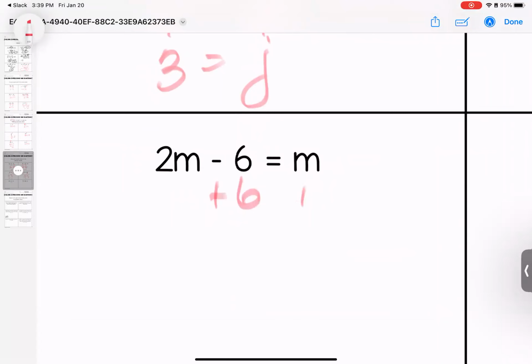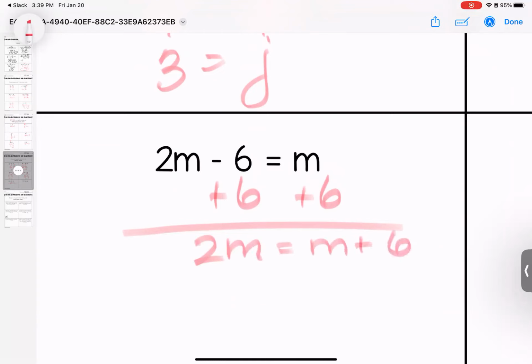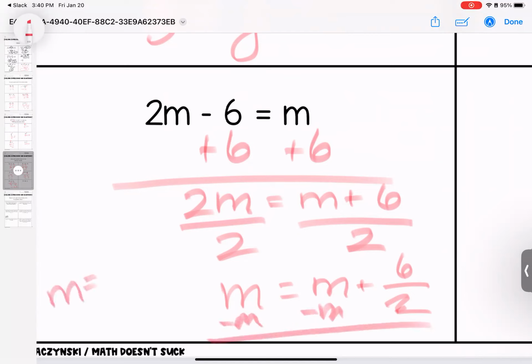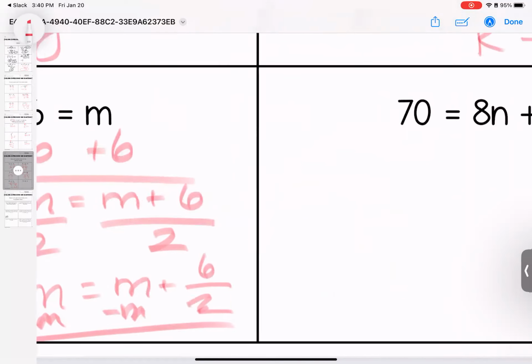Plus 6, we have to get m by itself. So this is 2m equals m plus 6, divided by 2, divided by 2. This is m is equal to m plus 6 divided by 2. Okay, we're going to get our m's by themselves. So minus m. We end up with m is equal to 6.